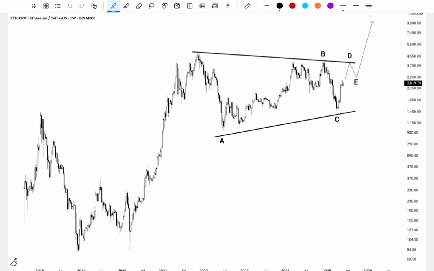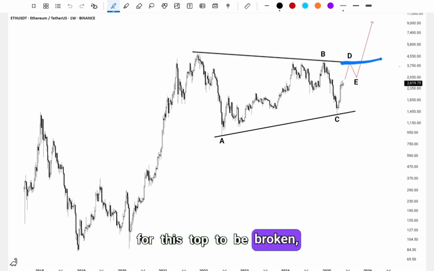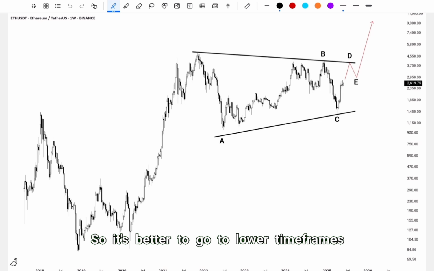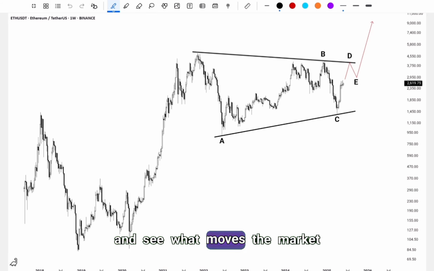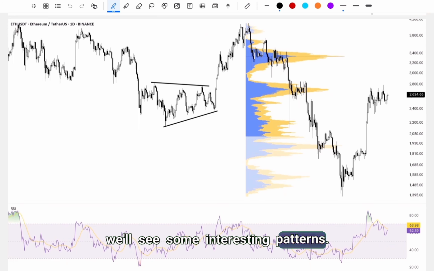But the point is, if we want to take this trade based on this triangle, we have to wait for this top to be broken, and we'll lose a significant portion of the profit. So it's better to go to lower time frames and see what moves the market has actually made. If we come and analyze the chart on the daily time frame, we'll see some interesting patterns.